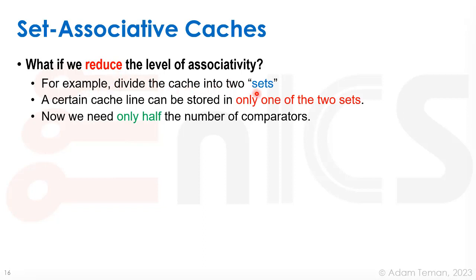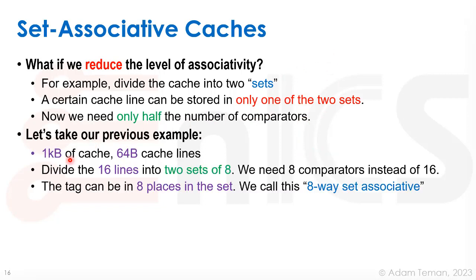So let's divide the cache, for example, into two sets. We'll take half of the cache lines and put them in one set, and half of the cache lines in the other set. That means that we take a certain cache line, and due to its address, due to its tag, it can only fit into one of those sets, and therefore we only need half the number of comparators, because it can only be in half of the number of places that it could have been in when we addressed the whole cache as one.